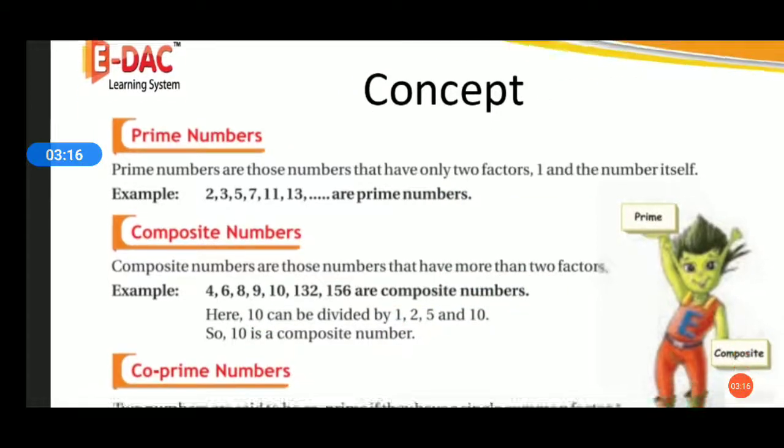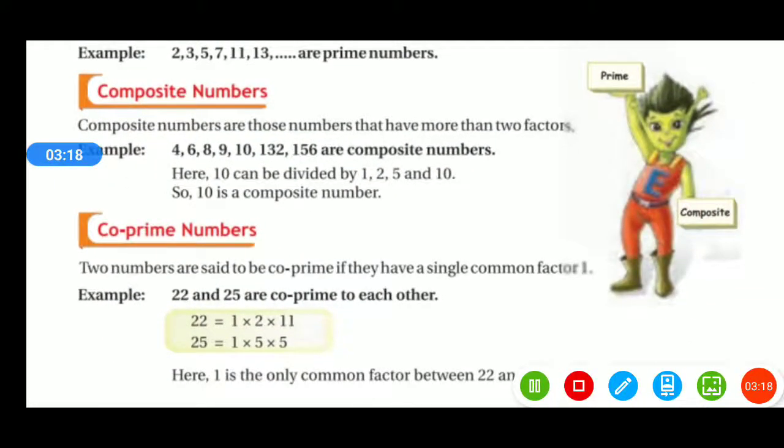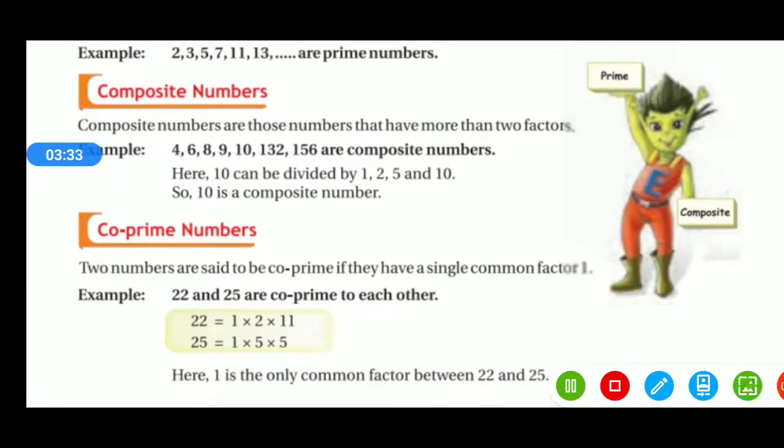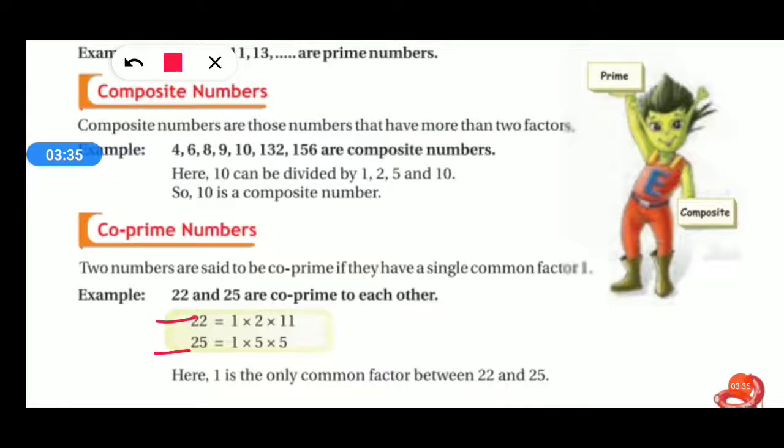Now we will see what is a co-prime number. Two numbers are said to be co-prime if they have only one common factor. If we have two numbers, see, let us consider 22 and 25. We need to check whether they are co-prime. 22 is divisible by 1, 2 and 11. For 25, it is divisible by 1 and 5.